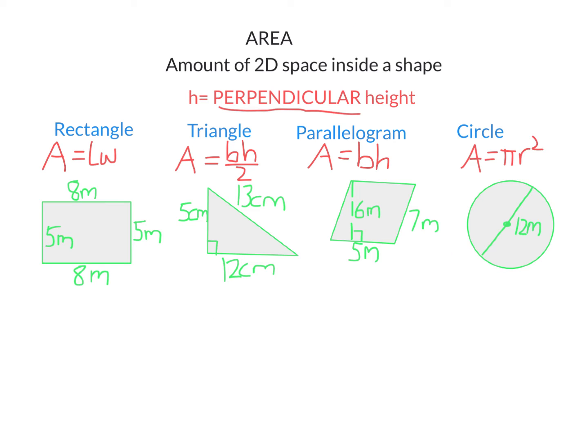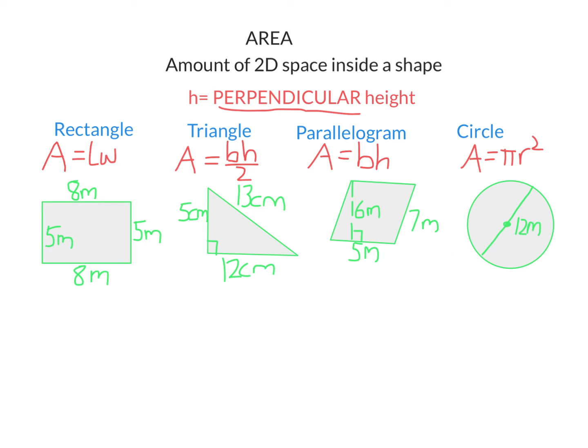So you need to know the area of four shapes: rectangles, triangles, parallelogram, circle. So each of the formulas is written here in red. Note that H, whenever it appears in an area or volume formula, it always means the perpendicular height, not the slant height. Area is just the amount of space that can fit inside a 2D shape. All of these shapes are 2D. They have like width and length, but they don't have depth.